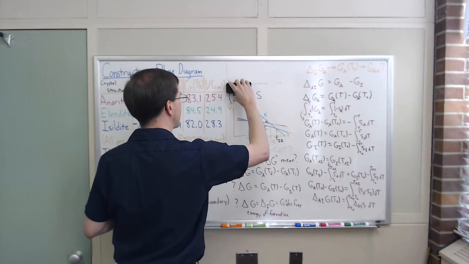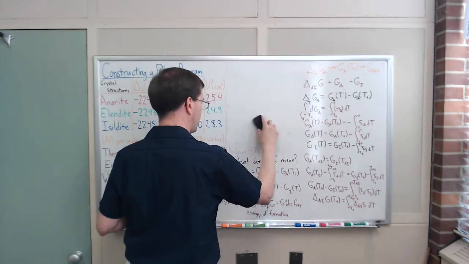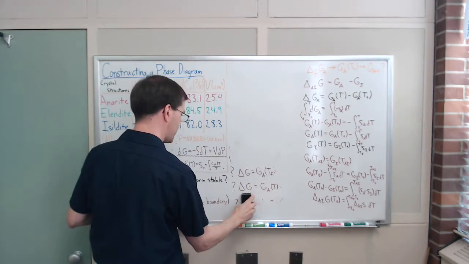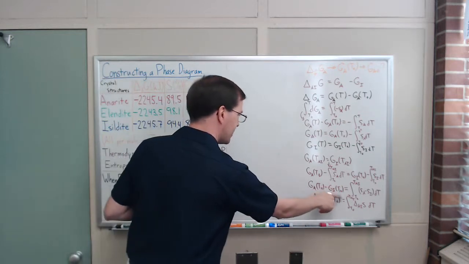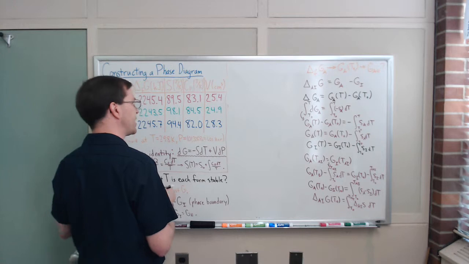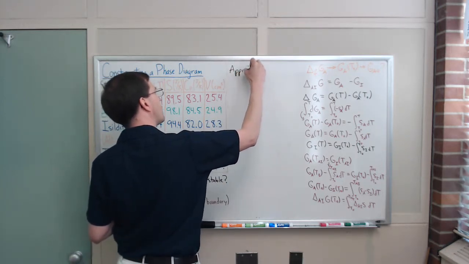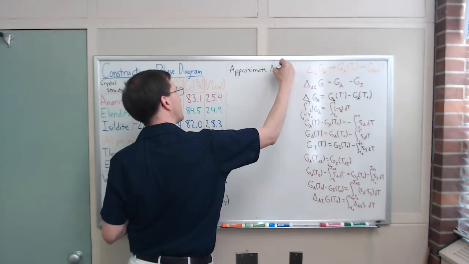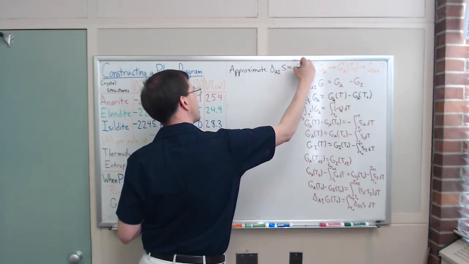Let's see where that takes us. I'm going to leave that whole section on the left right there, and erase this stuff, now that I have the gist of it. I'm going to treat this as a constant, so I'll write that down: approximate delta_AI S as constant.